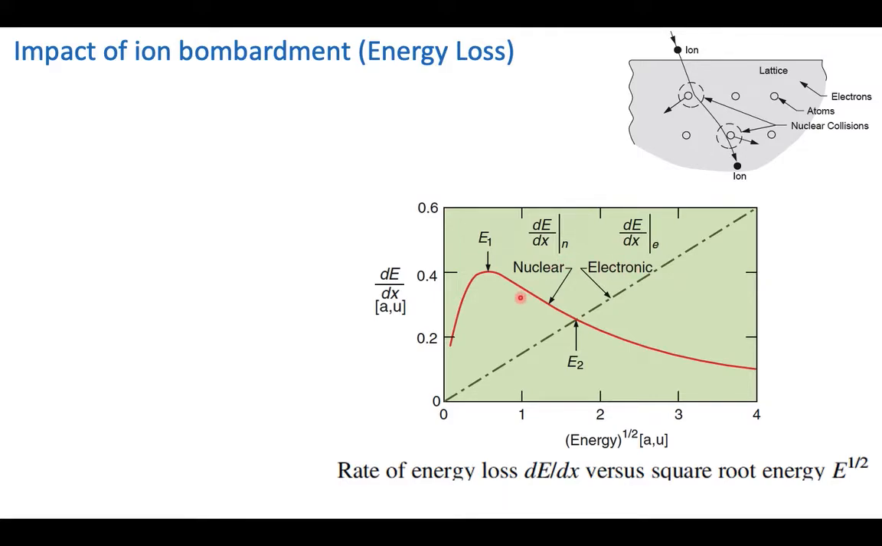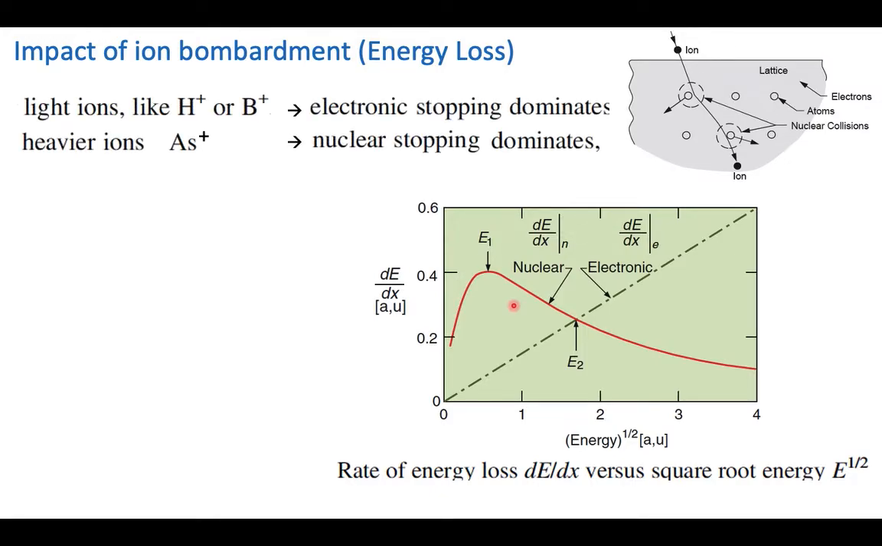Now, what kind of damage you need selectively, which is better for your doping process. You need to find out the energy of the particles, and that will give you an estimation of which energy loss will dominate, the nuclear energy loss or the electronic energy loss. Look at some of the ions: light ions like hydrogen, boron. In this case the mass is low, so electronic stopping dominates for light ions. For heavier ions, like arsenic, nuclear stopping dominates.